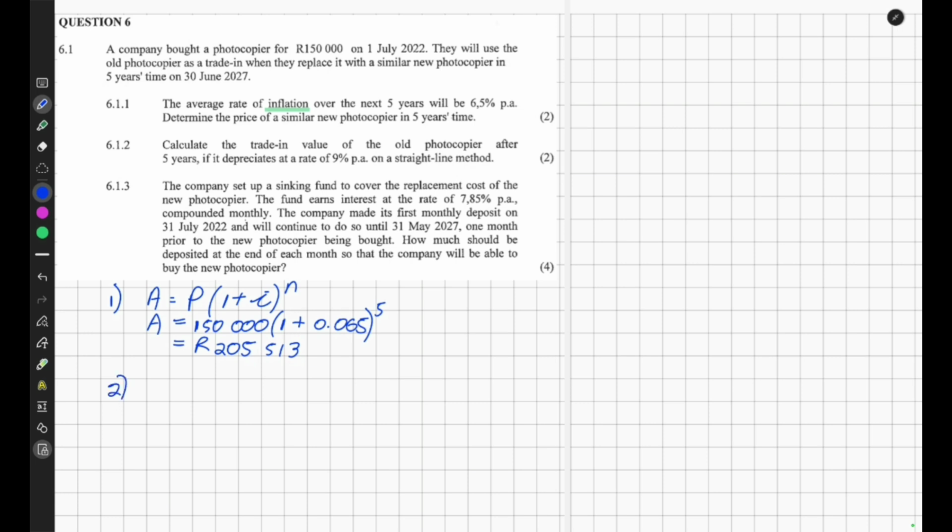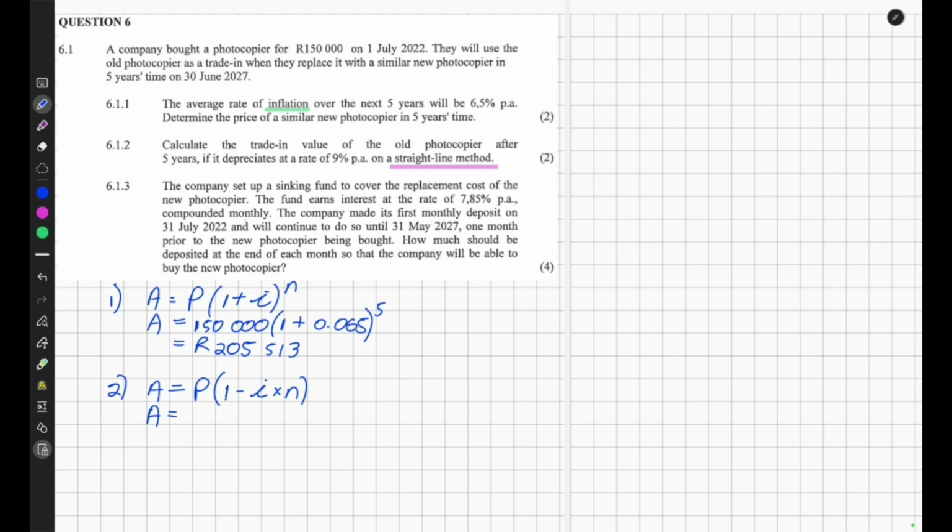Okay, question 2. Calculate the trade-in value of the old photocopier after 5 years if it depreciates at 9% per annum. Now, extremely important, if you miss this, everything will be wrong: straight line basis. So now I'm using simple interest. It is on your formula sheet, and I know many of you used this last time in grade 9, but always read very carefully. With simple interest, the n is on the inside, and the i is now subtracted from the 1. So it's not 1 plus, it's 1 minus in.